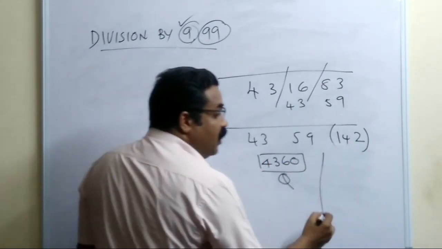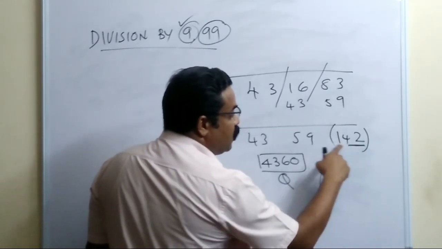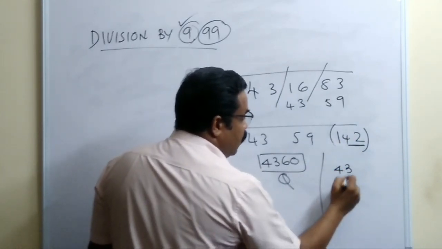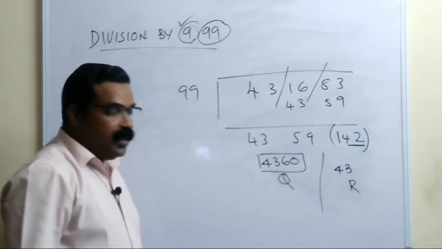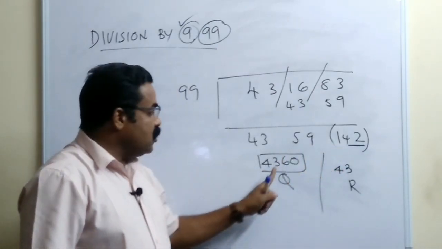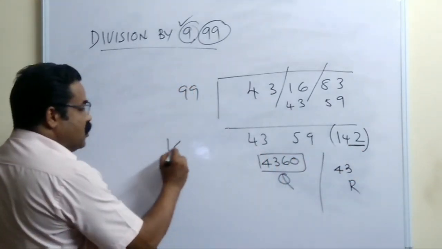Now how to get the remainder? The remainder is the last 2 digits, 42, and with that 42 this 1 is added. So 1 plus 42, the answer will be 43. That is your remainder. You got it? This 1 will be added here to get the quotient. Why? Because 142 is the last number we got.